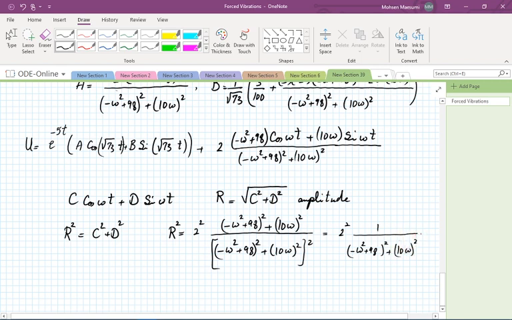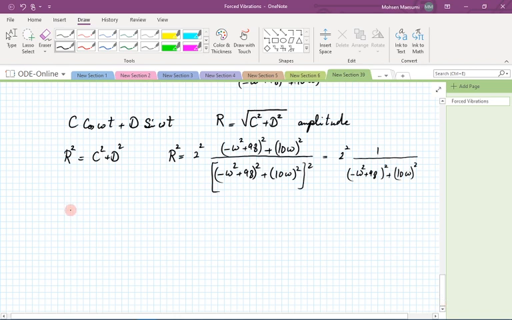So that's the square of the amplitude. If you take the square root of this, then you will have your amplitude. So if you want to find R, it becomes 2 over the square root of that stuff: minus omega squared plus 98 squared plus 10 omega squared.